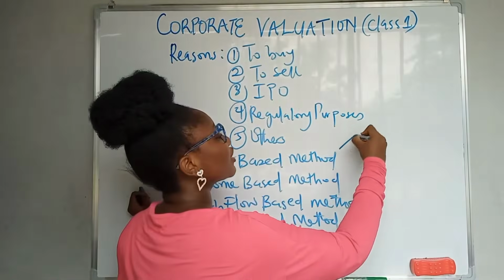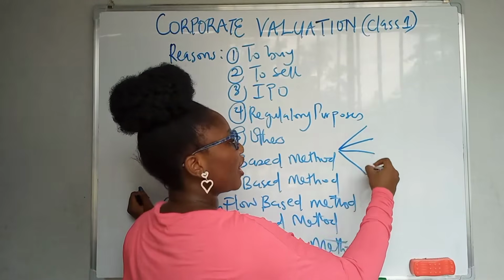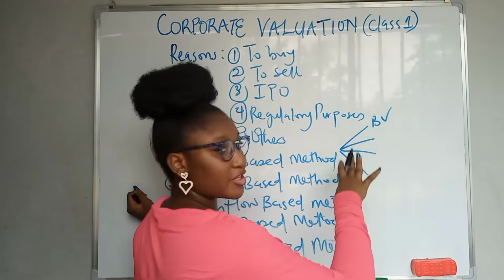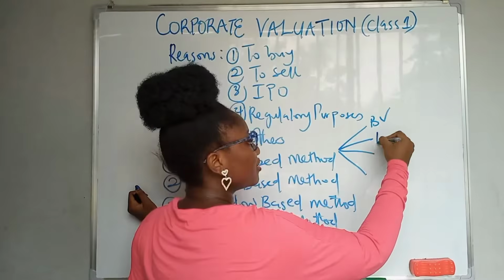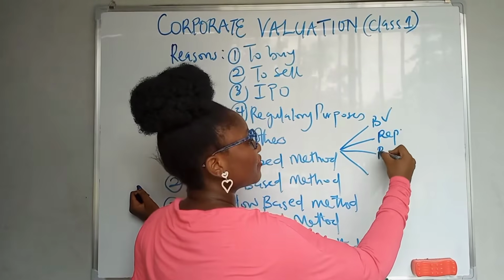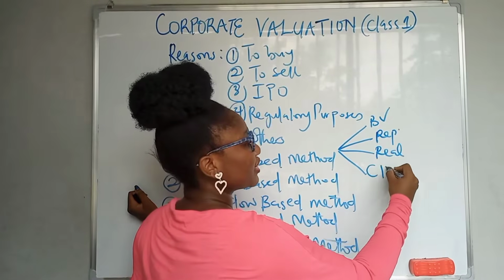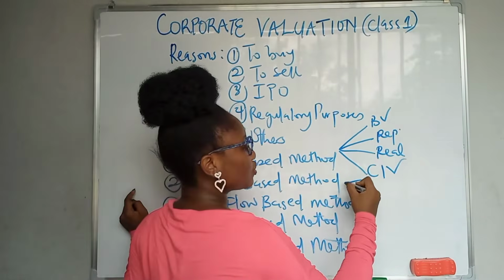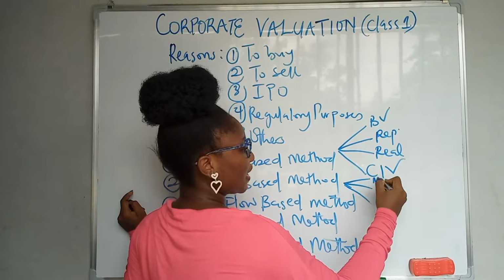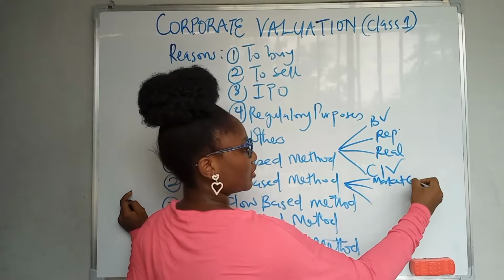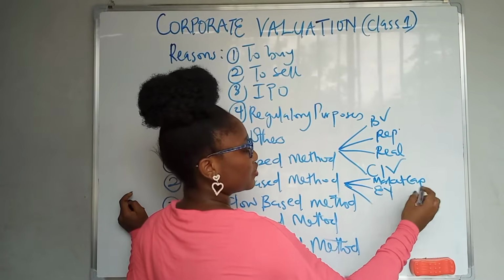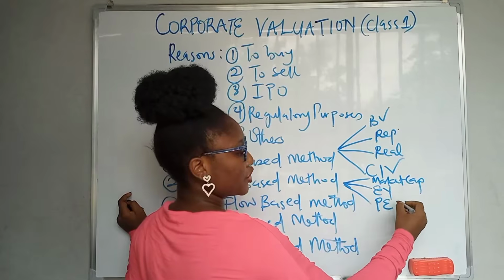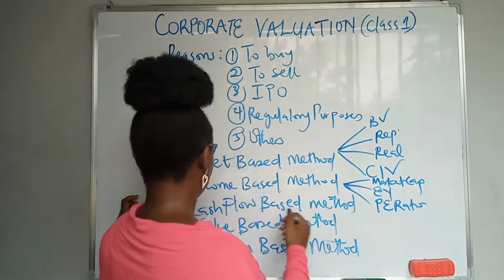So the asset based method is divided into 4. You have the book value method. I'll explain everything and we'll solve examples on it. Replacement method, you have the realization method, and you have the calculated intangible value method. The income-based method is also divided into 3. You have the market capitalization method, the earnings yield method, and the PE ratio method.